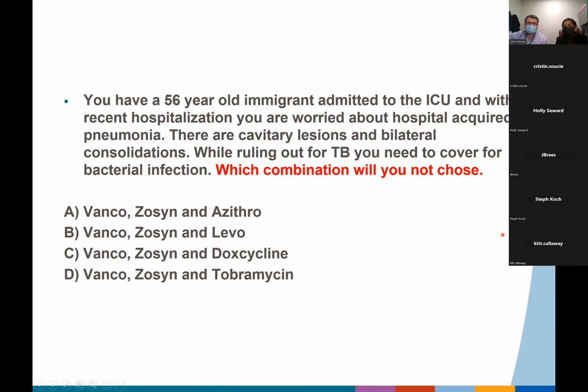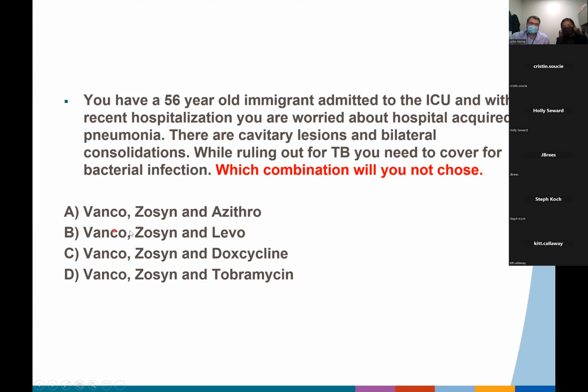And here's just another question. You have a 56-year-old immigrant coming to the ICU. They're worried about pneumonia, but he also has lung lesions, and you want to make sure he doesn't also have TB, right? When everybody comes in, we put everybody on vancomycin and levo for pneumonia. In this case, what option would you not choose, Dr. Horn? Well, levofloxacin has some activity against tuberculosis.